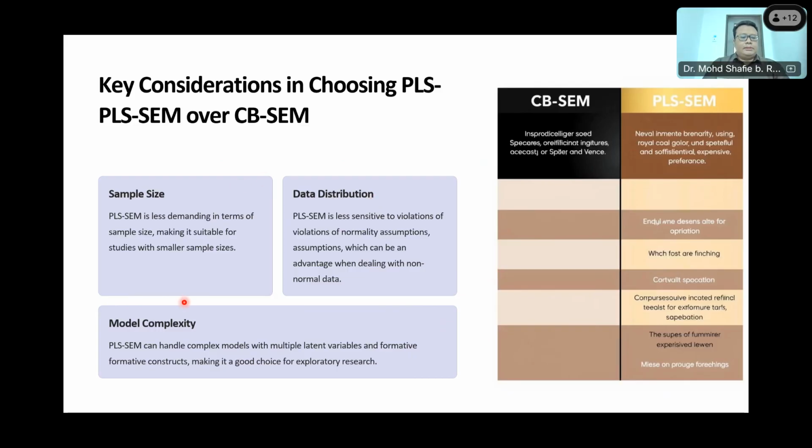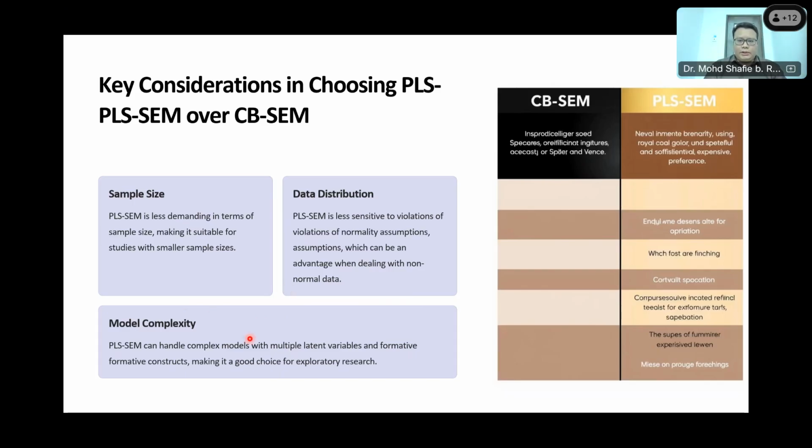So that's the same thing as I said before. For model complexity, if you have a very complex model with so many variables and so many items, you can use PLS-SEM. However, according to the latest practice and from my experience, even if we have a very complex model, we still can use covariance-based SEM.